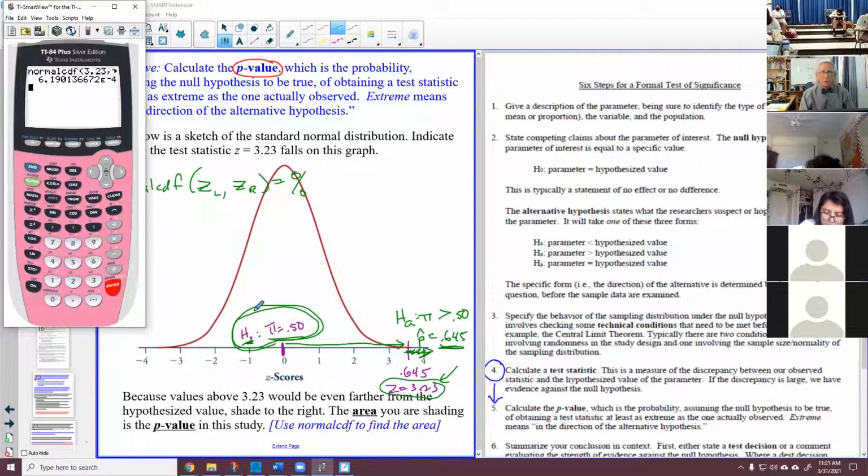Wow, that's a really low number. I don't even know how small that probability is. Wow. That would be 0.0000619. So if I was turning that into a percentage, that would be 0.0619%.